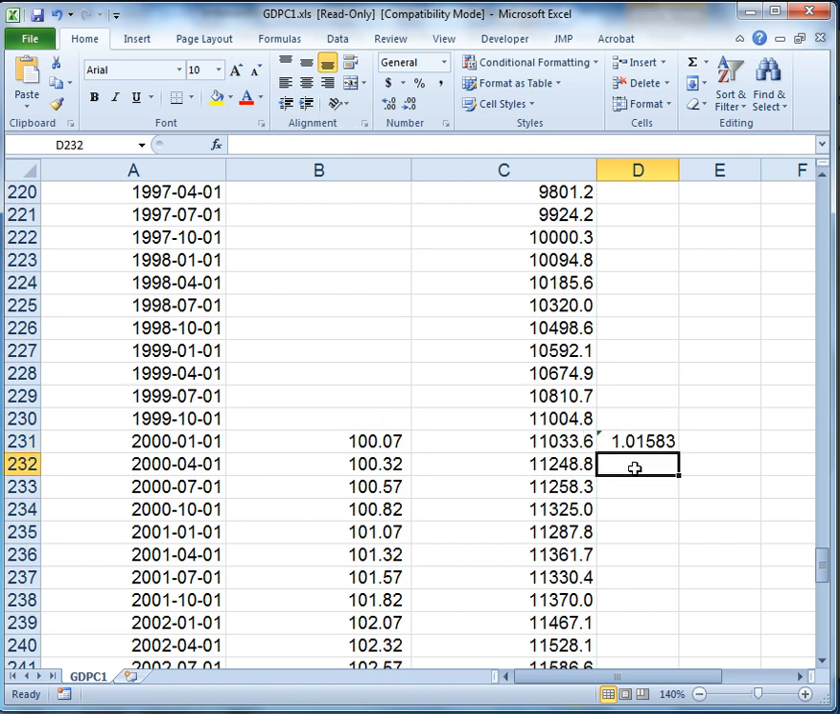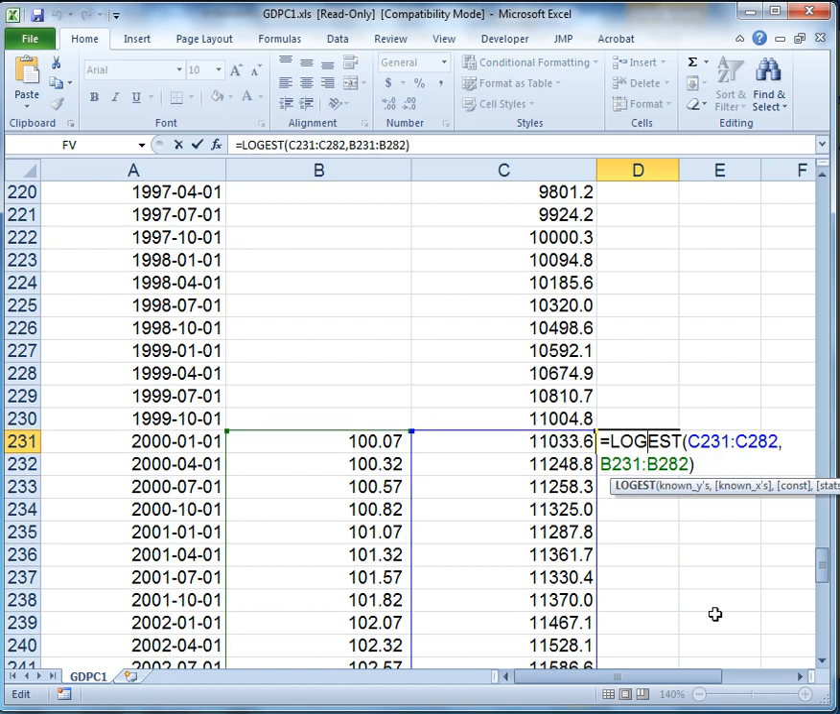Unfortunately, LOGEST doesn't exactly return what you want. It returns e to the whatever it is you want, so you have to take the natural log of the output from LOGEST, and this number, the natural log, and I'll click on this here, there's LOGEST.